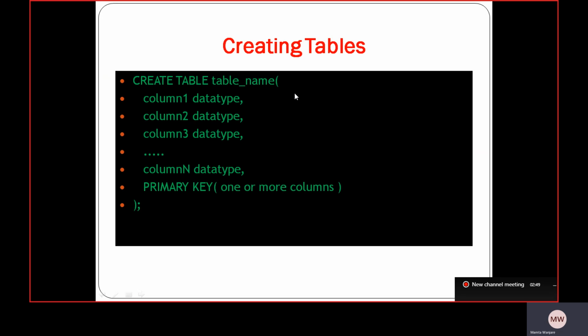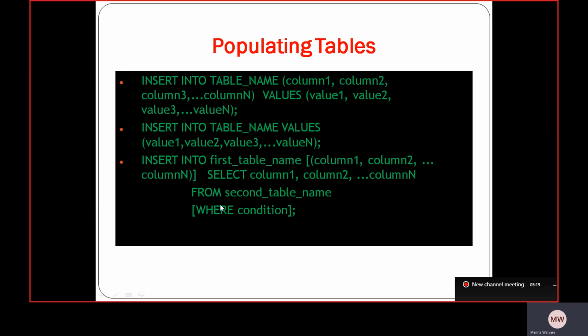First is creating a table. For that, we use the command CREATE TABLE and give the table name. In brackets, you write column 1 data type, column 2 data type, column 3 data type, up to column n; you can add any number of columns. Give the primary key on one or more columns, close the bracket, and at the end a semicolon should be there. That means that is the end of the statement.